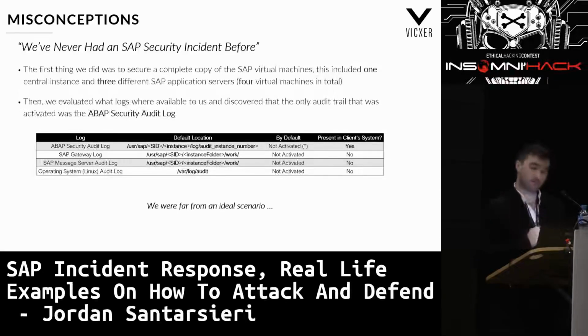The SAP gateway, we didn't have. Doesn't come by default, it was not activated. The SAP message server audit log, no. The logs from the operating system, no. So, as you can guess, we were really, really far from an ideal scenario.